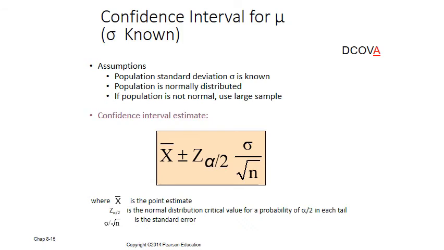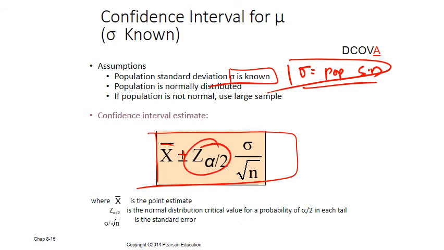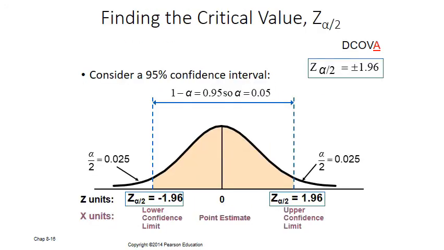Okay, so this is the formula. I have already explained this formula to you. Population standard deviation sigma when known. This is a very important thing: you must be sure whether you are given the population standard deviation or not. Sigma means population standard deviation. If you know this, then we will apply x bar plus minus z alpha by 2. Then we will use z if we know population standard deviation. This is a very important statement.